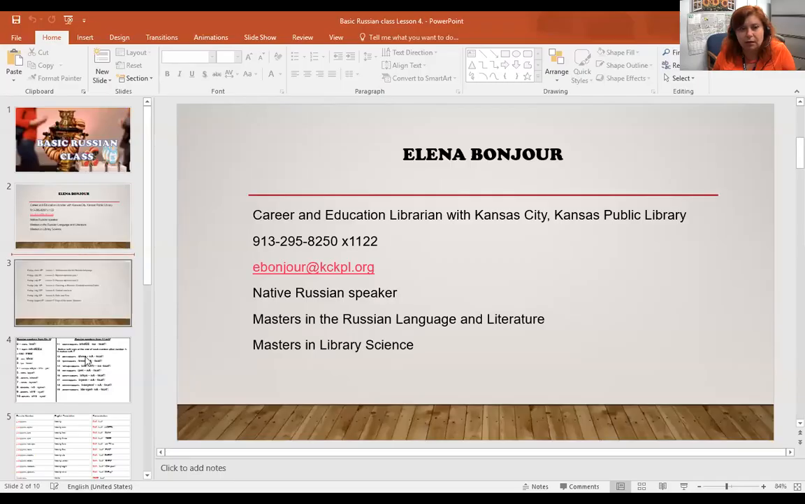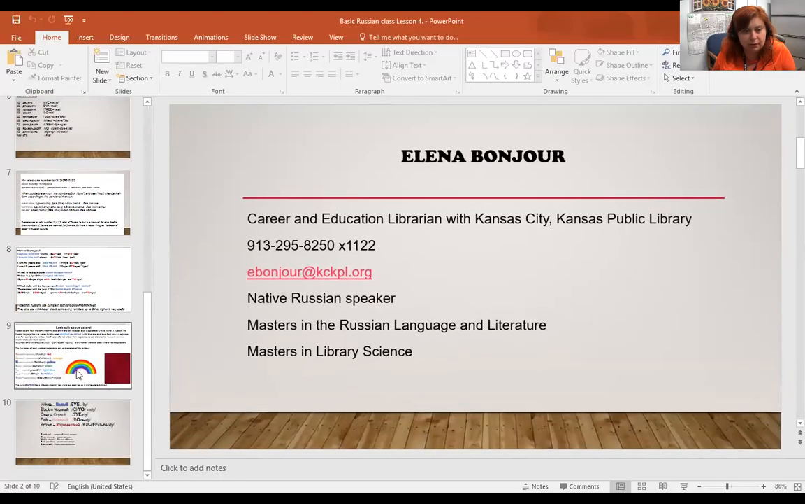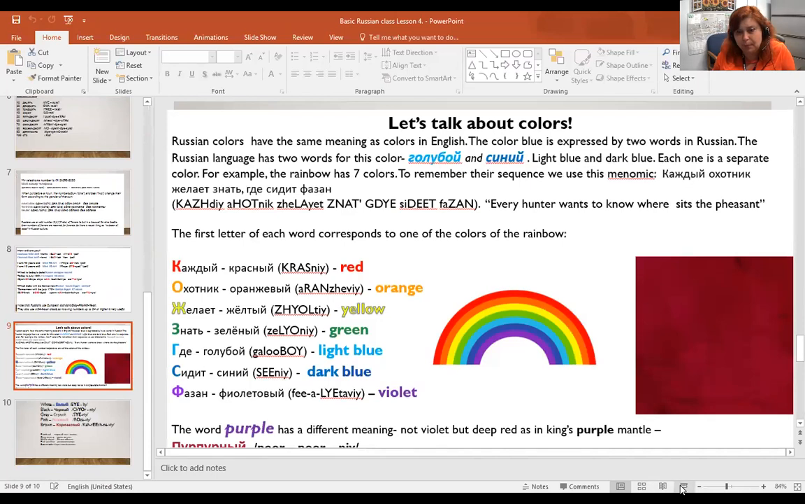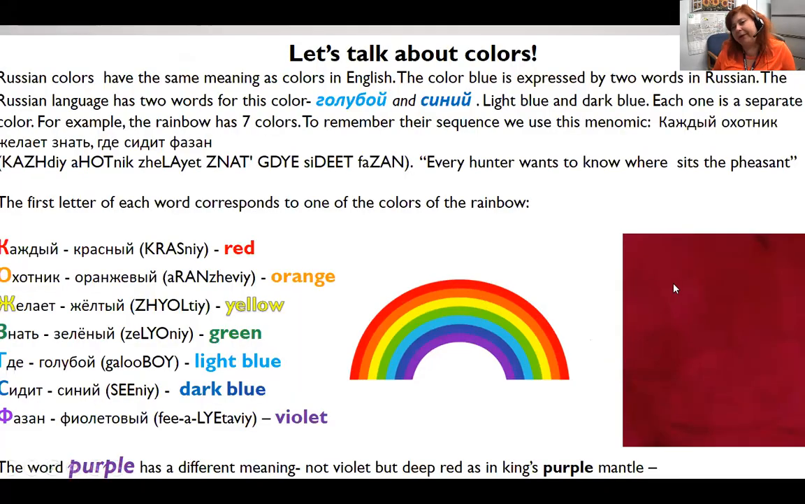Okay, let's return to the rainbow again. So this dark red, purpurный color is what purple means for us. For this color, we use the word фиолетовый, which corresponds with the English word violet.